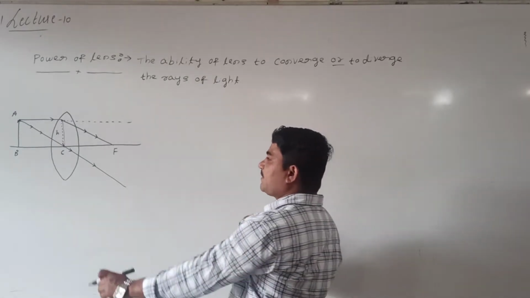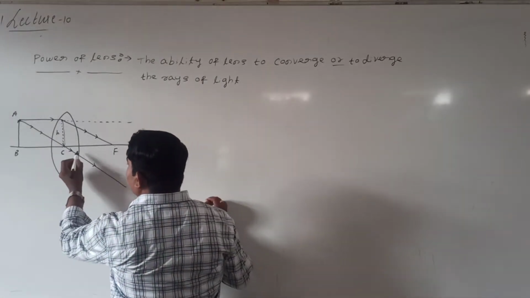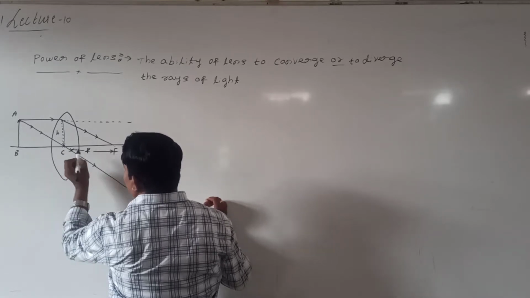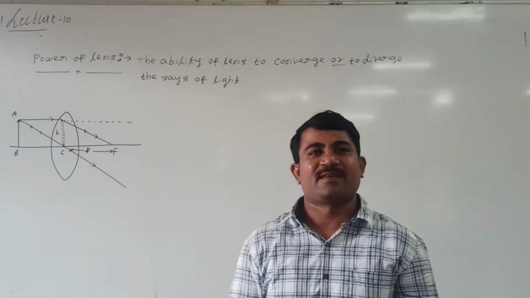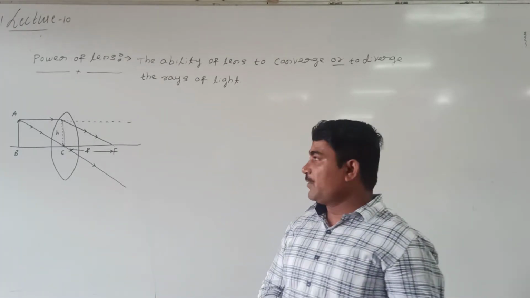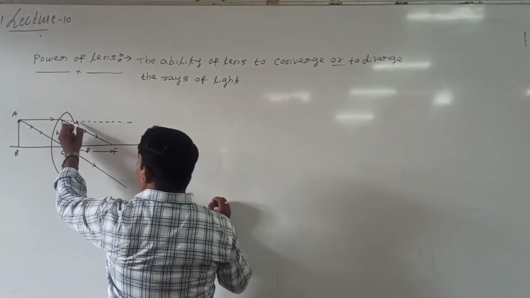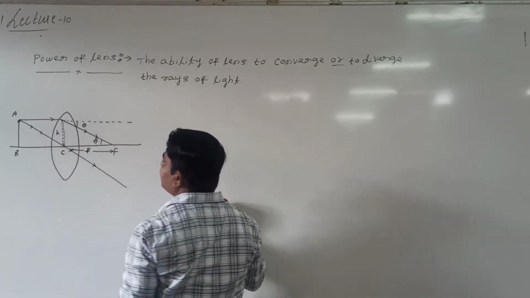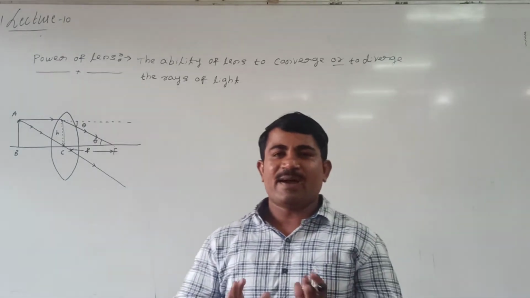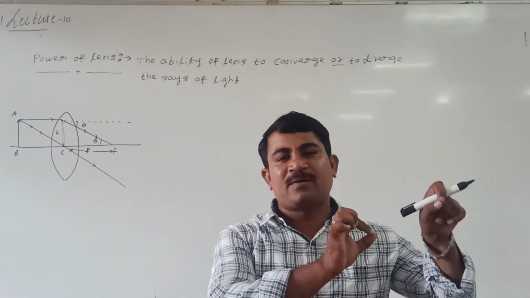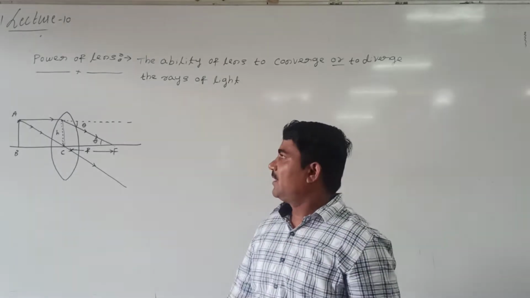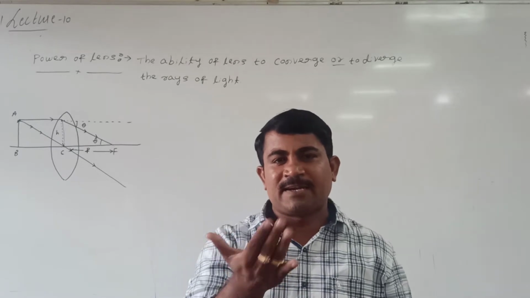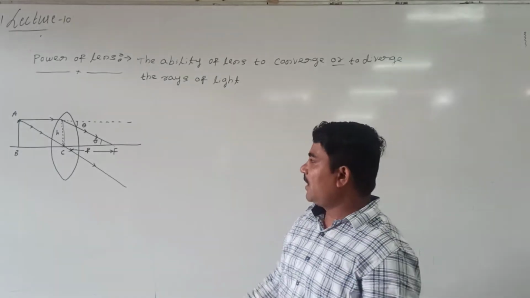Now, the distance between optical center and principal focus, what are we calling this? This we are calling focal length, represented by small f. Right, students. We know that if this angle is theta, then this angle is also theta. Now let us see one more meaning of power of lens. We know that the ability of the lens to converge or to diverge the ray of light, that ability we are calling power of lens. In one more way, how to see?